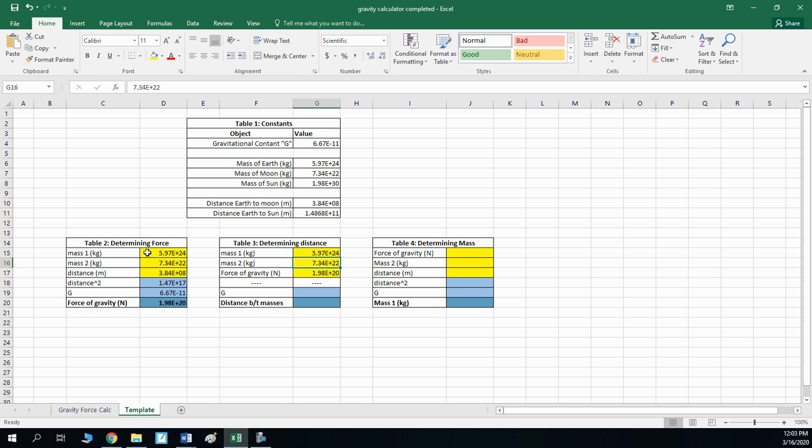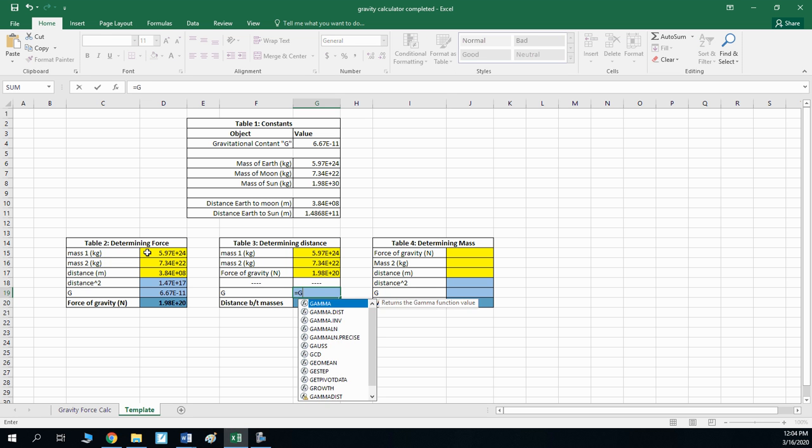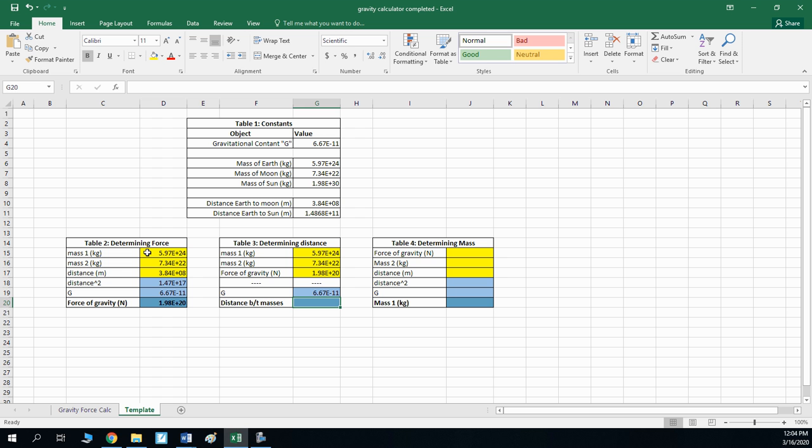Now again, these yellow boxes are only for inputs. So in the yellow boxes is where you'll be putting actual numbers in scientific notation. For G, we're going to reference the value G, which is stored in G4. So we're going to write equals G4 right there. And then the distance between masses, we need to use our next formula to solve for that, and that is going to be the square root. This equals the square root, SQRT, square root of G19, which is big G.